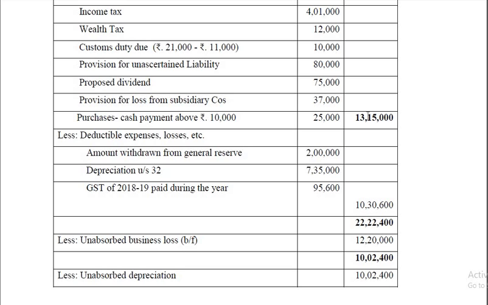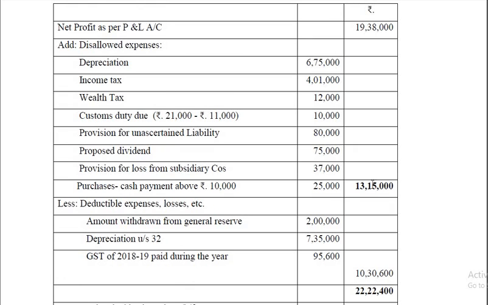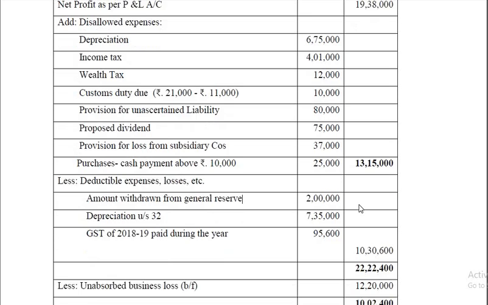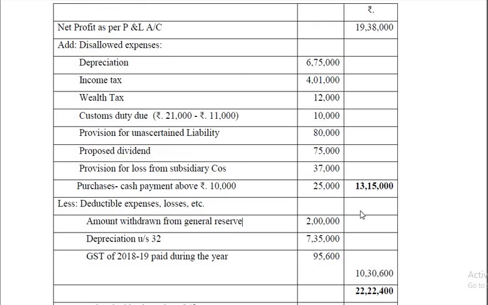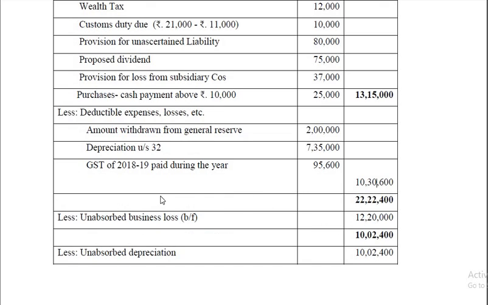So from the previous total, okay, yeah, total must be written. I forgot to write it, so this should be corrected. From the total you have to write here, and you have to add to this, and therefrom you have to deduct 10,30,600. Anyway, the net amount you get is 22,22,400.